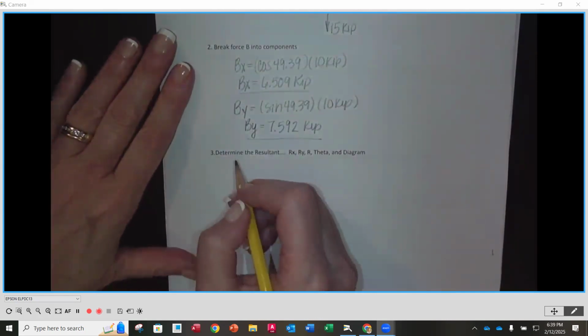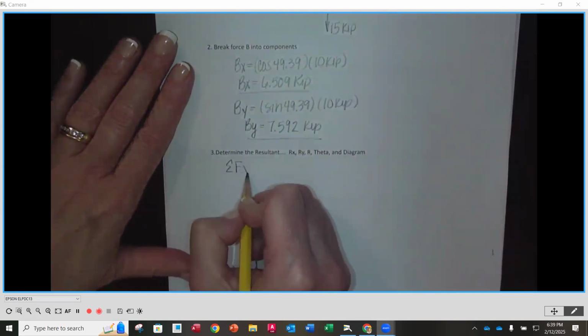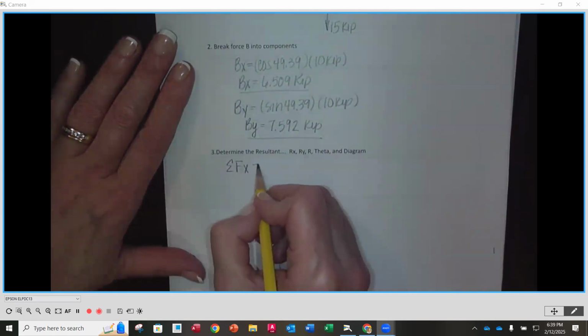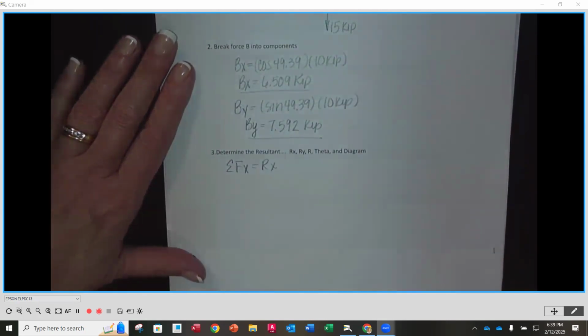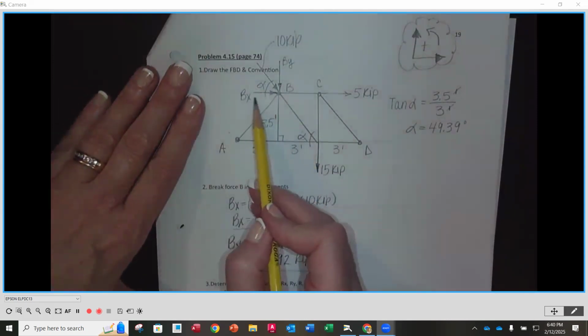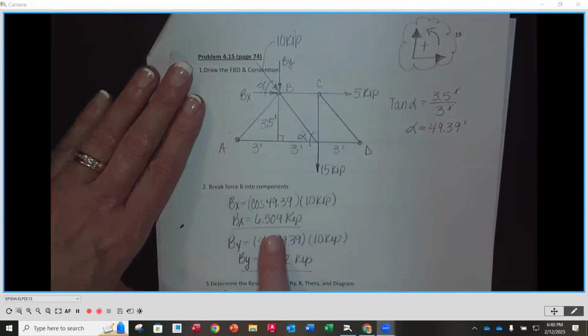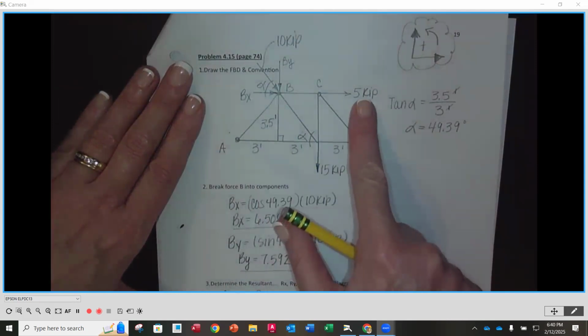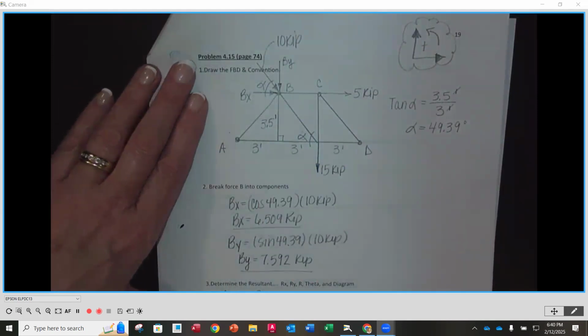So we are first going to sum our forces in the X direction to find the resultant X component. So we want to write that out. Remember, you have to tell me what you're going to do first in variable form, and then you're going to do it. So sum of the forces in the X is going to equal the Rx component, the resultant X component. So we'll go back up here and look: what forces do we have in the X direction? We've got a positive Bx, which we know to be 6.509 kips, and we have a positive 5 kips. Again, both positive because they're going to the right.